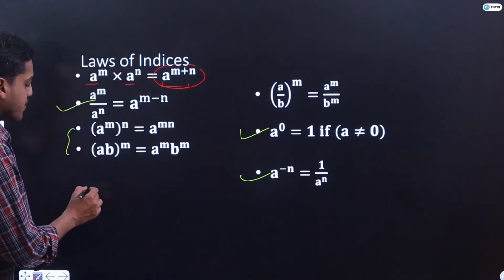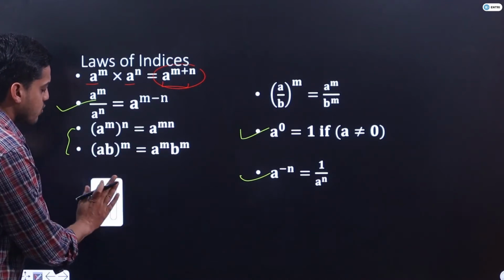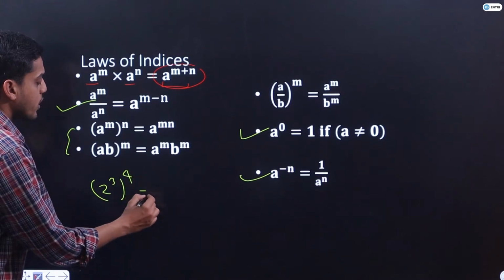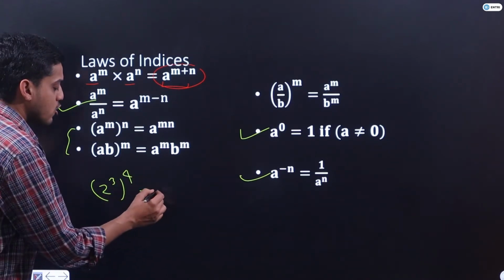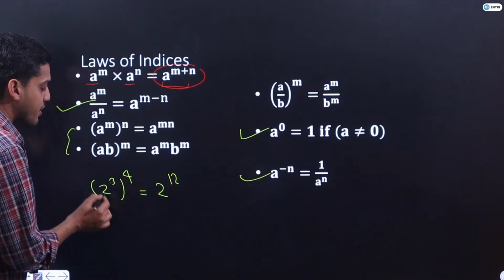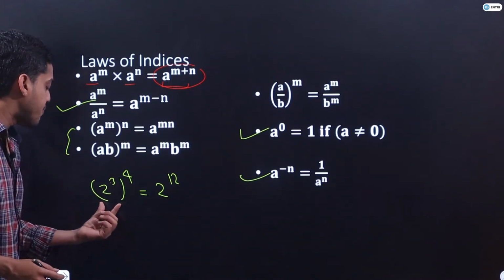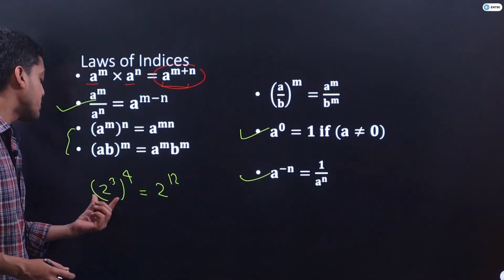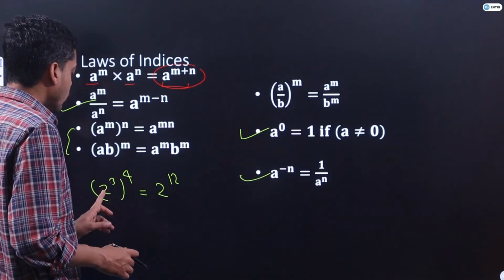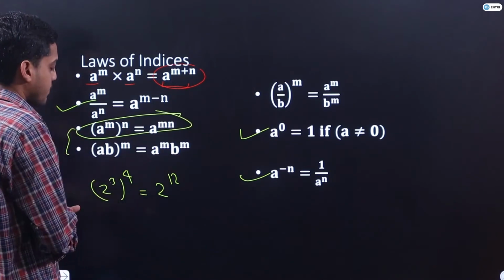Like if I am writing a to the power m, it is written over here, so I am writing 2 cube to the power 4. So it will be what, guys? It will be 2 to the power 12 only. You can multiply these powers if you are having a bracket over here. Mark my words, guys. If we have 2 cube in a bracket and a power 4, then we can write 2 to the power 3 fours are 12 by this conclusion.